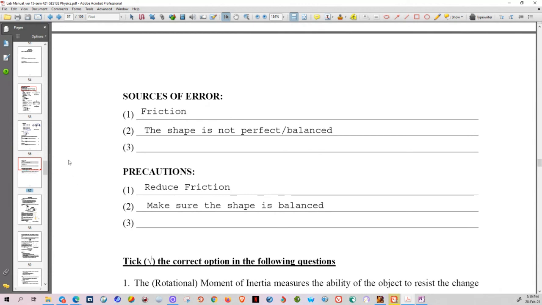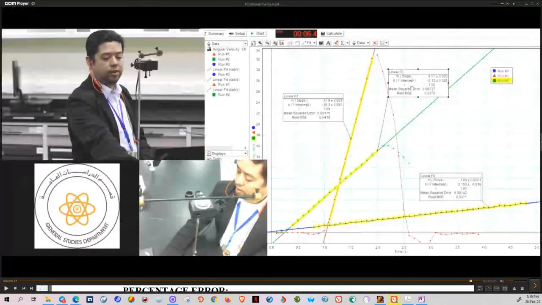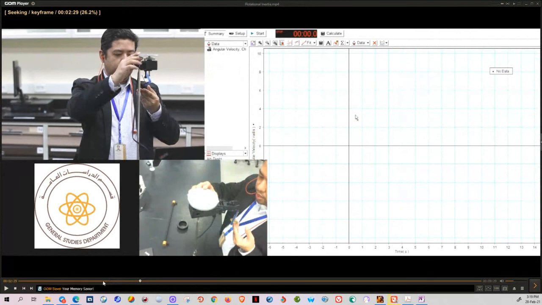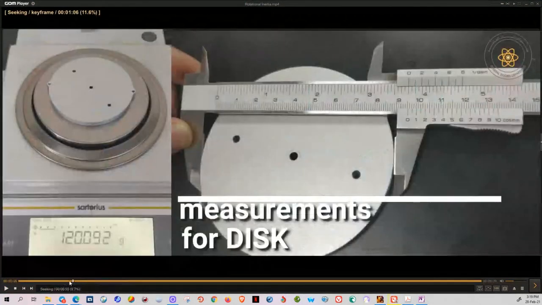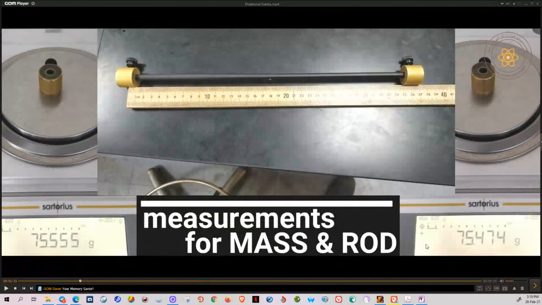Why is that? Why must the shape for rotational inertia be balanced? Let me show you in the video, okay? Remember our masses and rod? Look at the value for the masses. I want to show you the value for the masses. Mass 1 and mass 2, are they balanced?